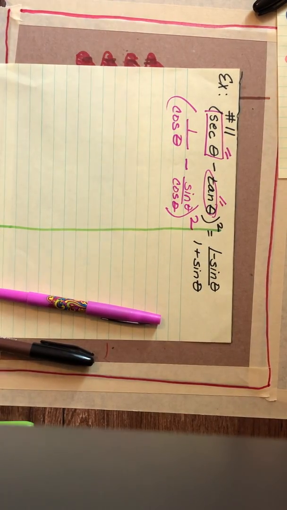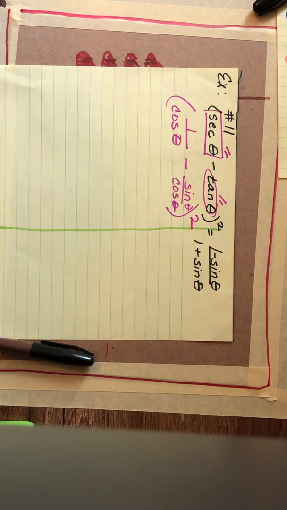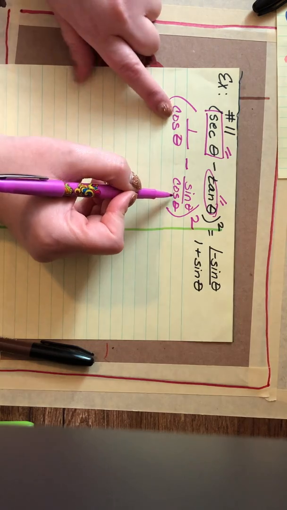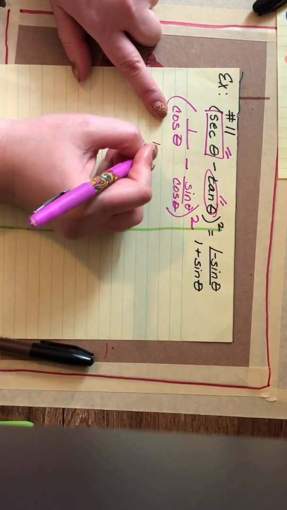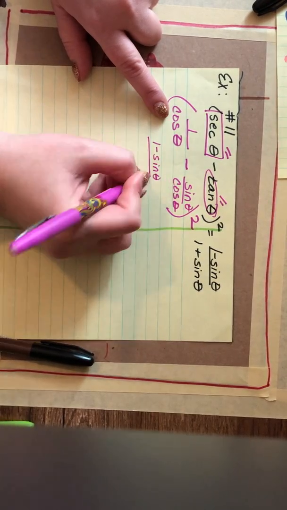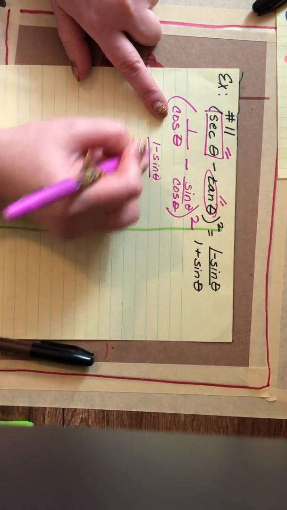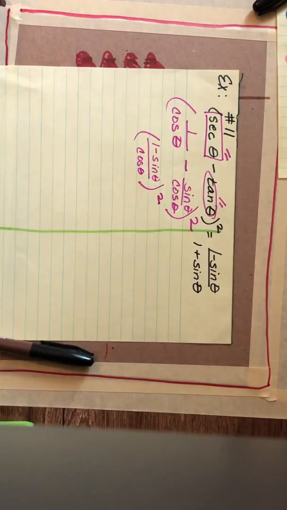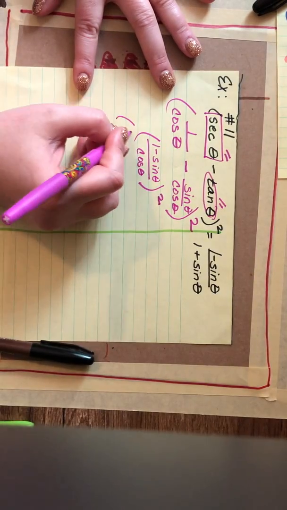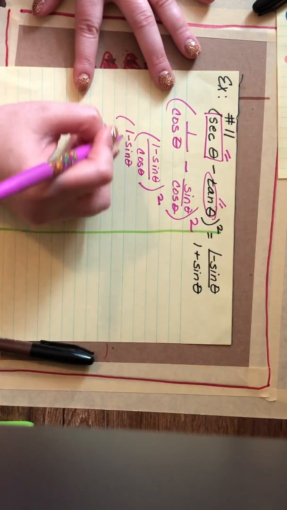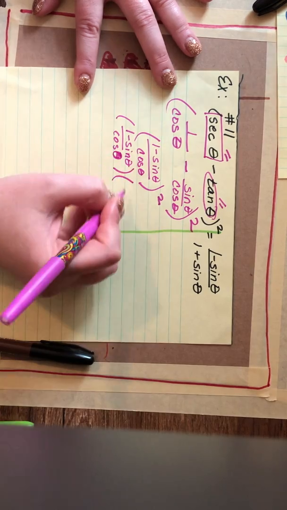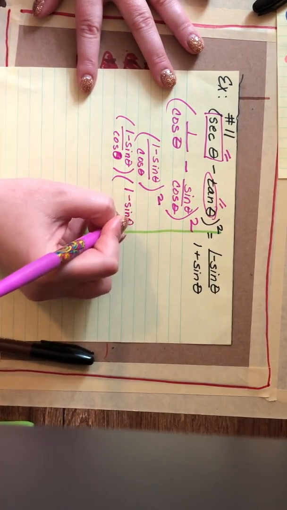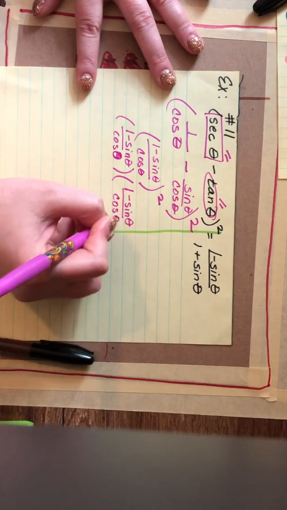Okay, now what we're going to do is actually square it. But let's clean it up a little bit. The denominators are the same, so I can just subtract them. 1 minus sine theta, keep the denominator, cosine theta, and it's squared. Now let's square it. This is 1 minus sine theta over cosine theta times 1 minus sine theta over cosine theta.